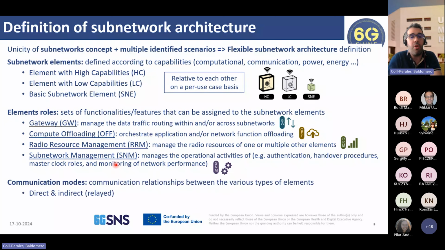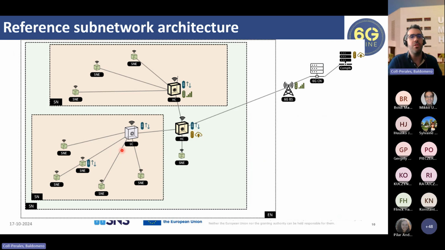And also the subnetwork architecture definition includes the communication modes and the communication relationships between the different types of elements within the subnetwork, whether they communicate directly or through another element. And this definition results in this reference-agnostic subnetwork architecture, where we can see different subnetworks deployed in the same entity with potentially different topologies.